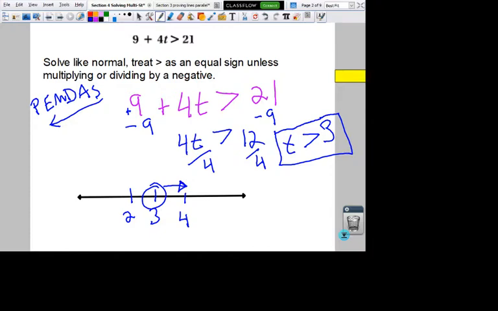So, this is basically what we're doing today. We are just going through and solving inequalities.